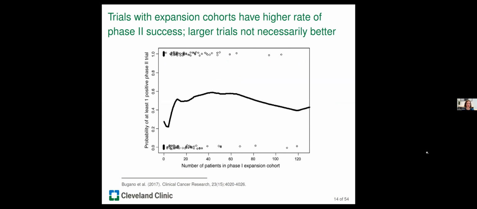And in a separate meta-analysis by Bugano et al. in 2017, they found that trials with expansion cohorts had a higher rate of phase 2 success, but that larger trials were not necessarily better. So in this plot from that paper, we have the number of patients in the phase 1 expansion cohort on the x-axis and the probability of at least one positive phase 2 trial result on the y-axis. And we see an increase in the very beginning up to maybe around 15 or a little less than 20 patients, and then kind of a plateau in the probability of having a successful phase 2 trial, with the number of patients increasing after that.